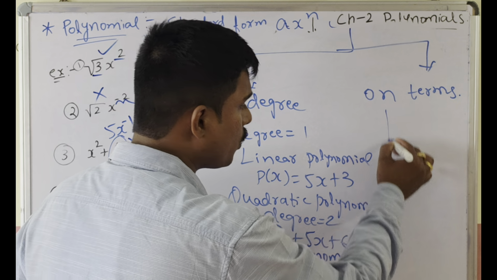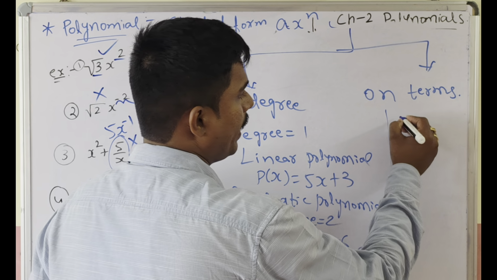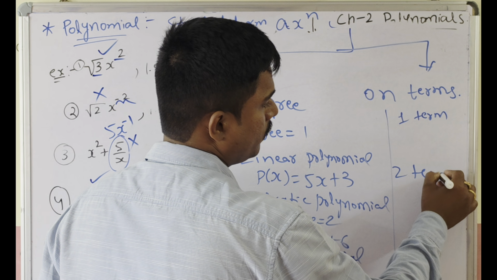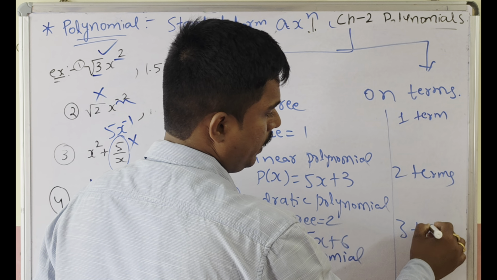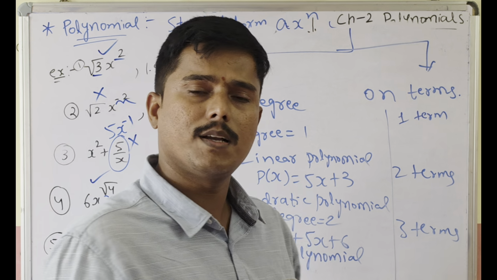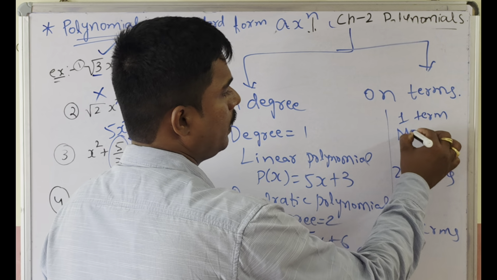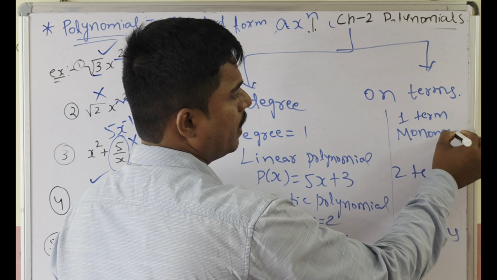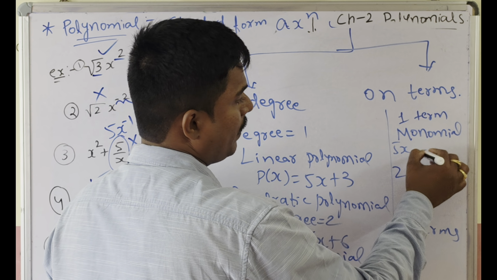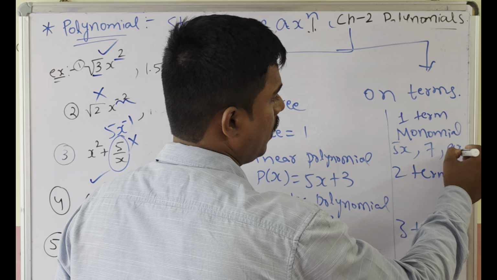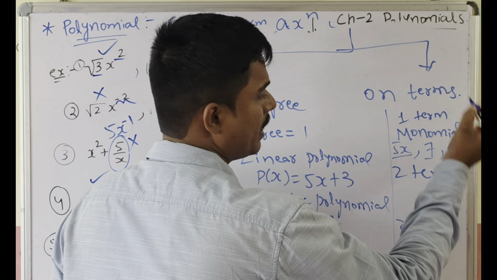Same way when you tell on the basis of terms. Terms are one term, 2 terms, 3 terms. 3 terms are possible. More than 3 terms are also possible. If terms are 1, it's called monomial. Example, one example is 5x, one example is 7, one example is 9x square. It's a single term.